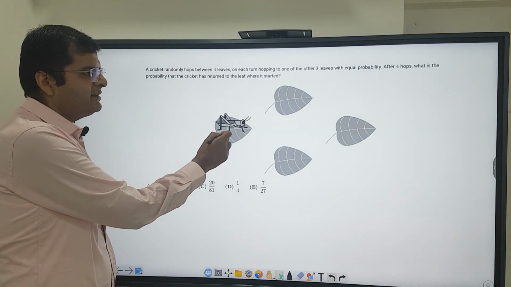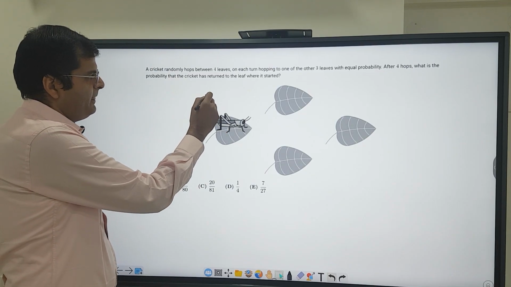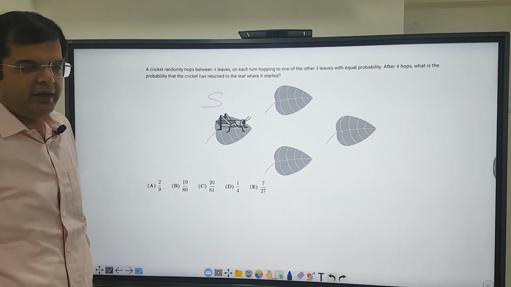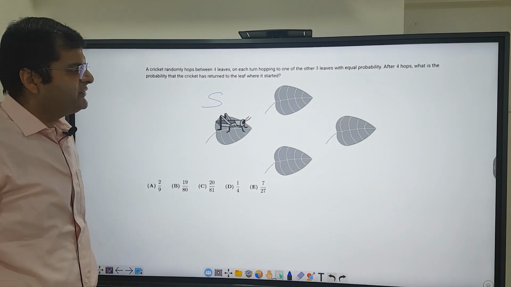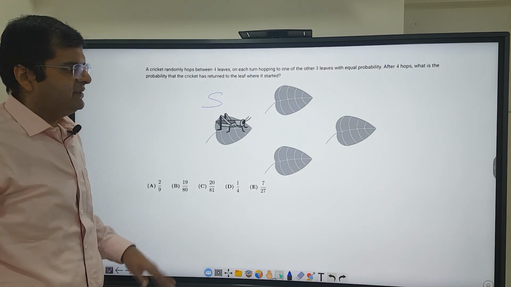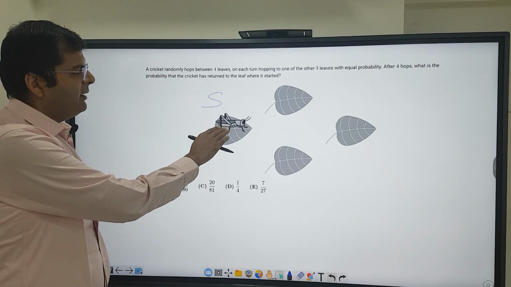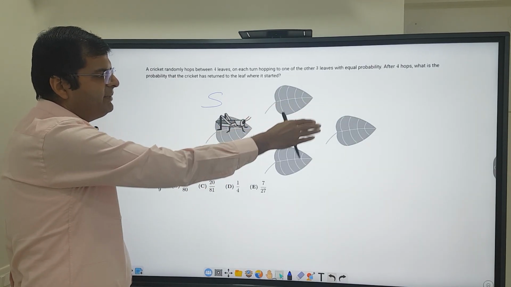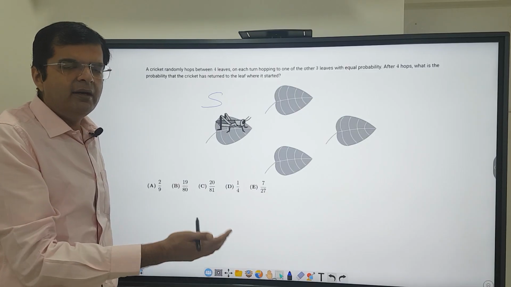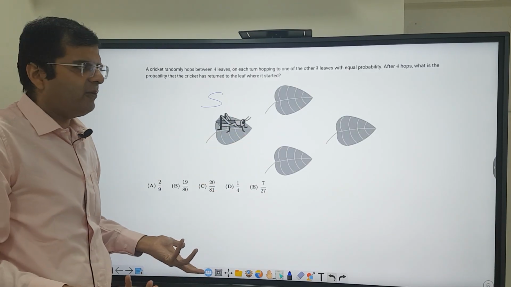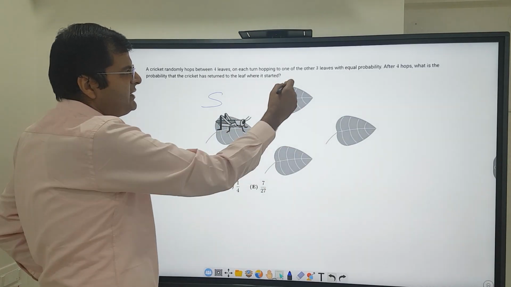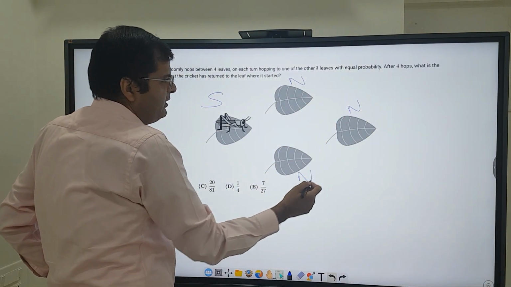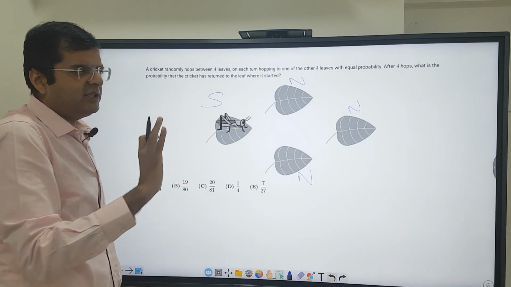So let us say the cricket is sitting here, the cricket is starting from here. I'll call this the start leaf S. Now all the other leaves are not S for me because I have to come back to here. I can either name them A, B, C separately, but A, B, C will be the same for me. So rather than naming them A, B, C, I will just name them not start, which is N. So all the other 3 leaves are not the starting leaf.